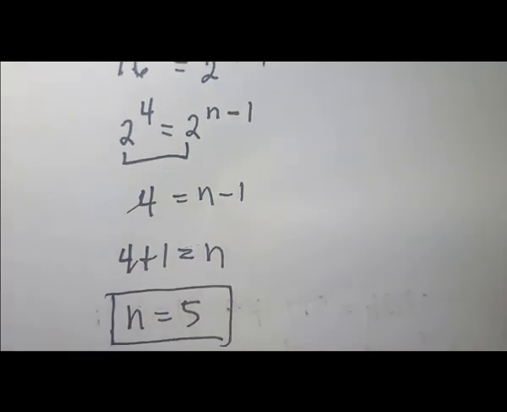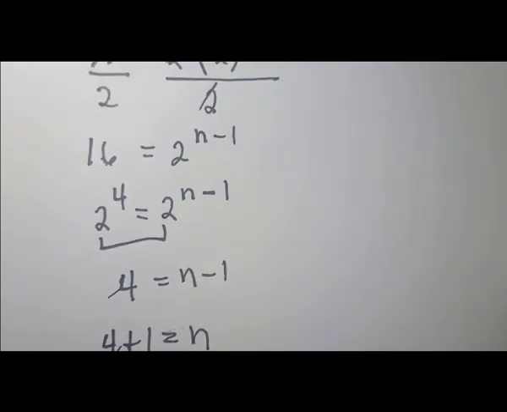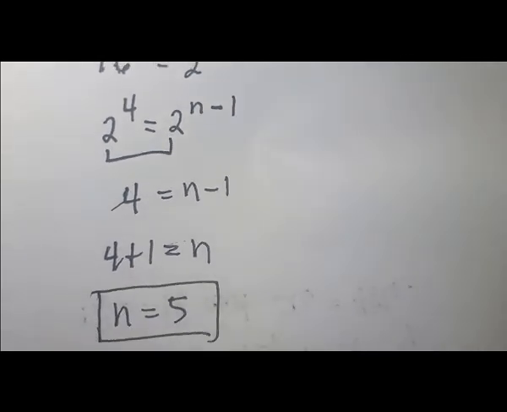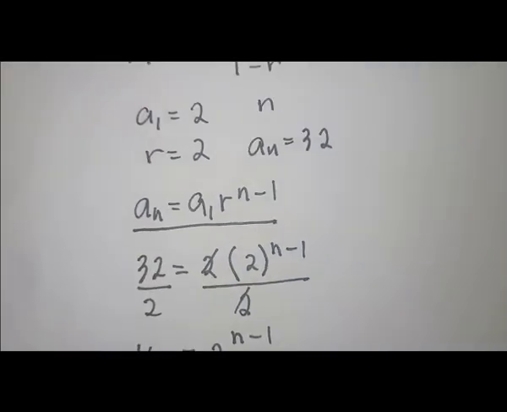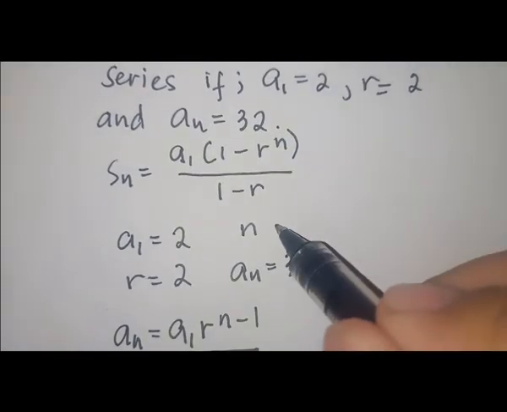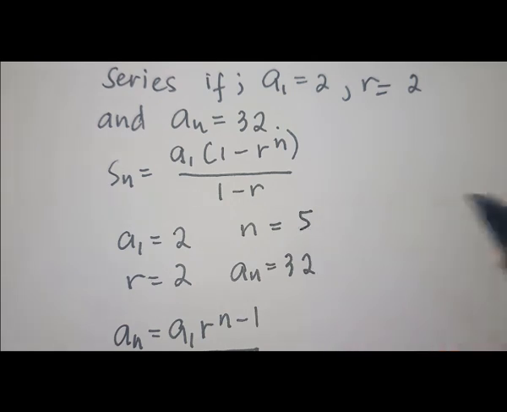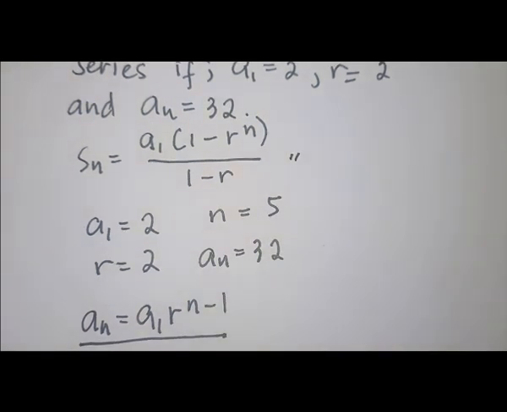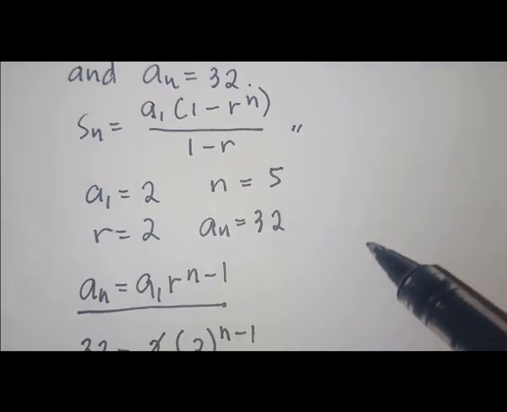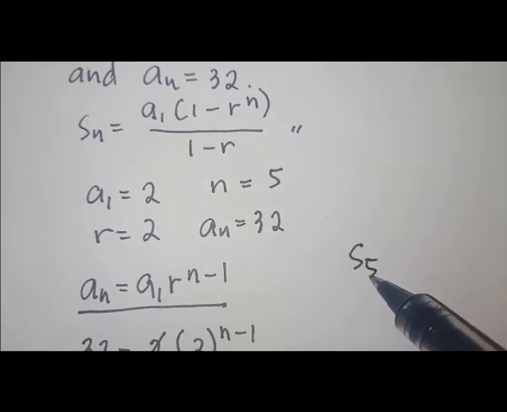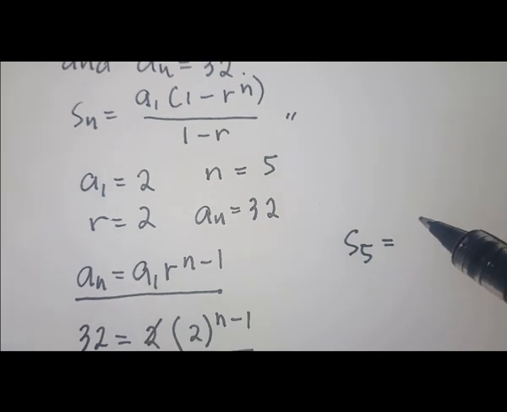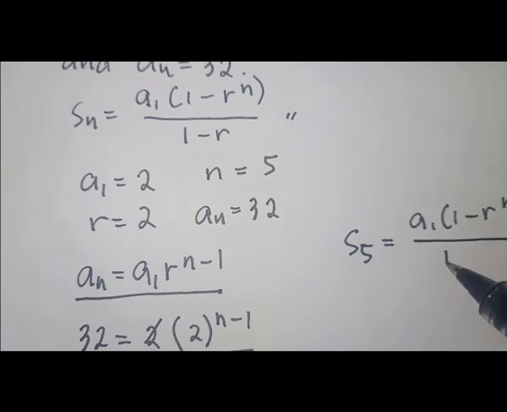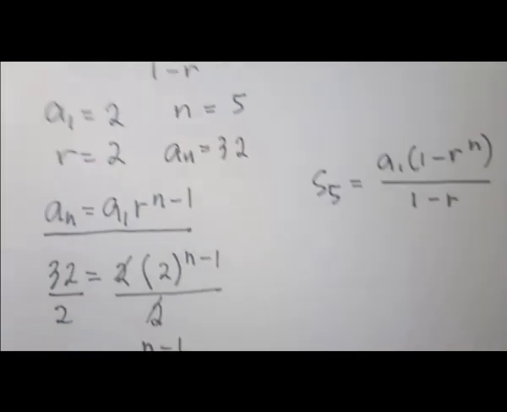So, ngayon, alam na natin yung number of terms. Pwede na natin ituloy yung pag-solve ng geometric series. Okay? So, ang n daw natin na nakuha ay 5. So, continue na natin yung pagkuha ng ating geometric series, which is S sub 5 equals, syempre yung a sub 1 natin times 1 minus r raised to n over 1 minus r.